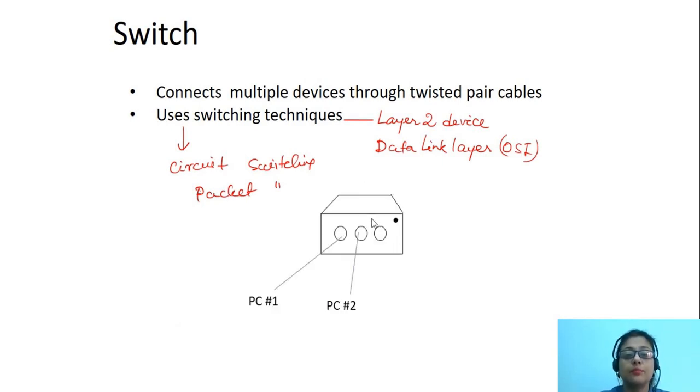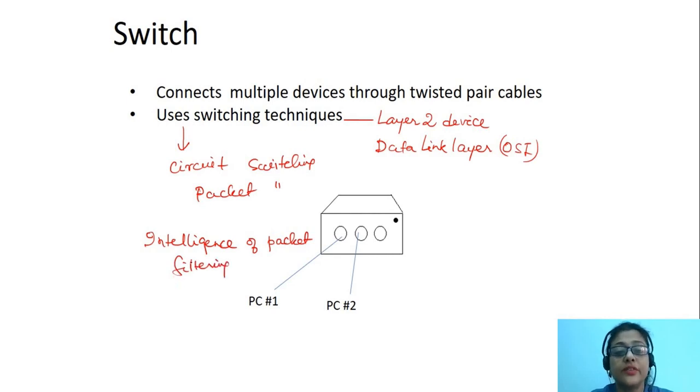So this is an example of a switch. This is how a switch looks. There are various ports of the switch to which various PCs are connected. Now this switch has intelligence of packet filtering. It looks into the address and finally sends it to the particular computer.